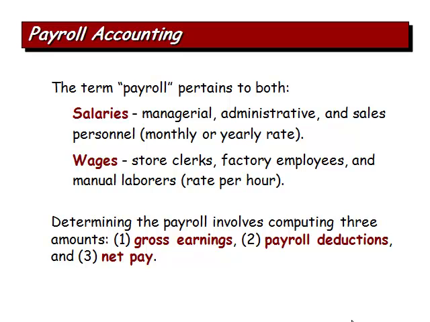So determining payroll involves three amounts. You need to compute the gross earnings. You need to look at the payroll deductions. And then you subtract the payroll deductions from gross earnings to come up with the net pay.